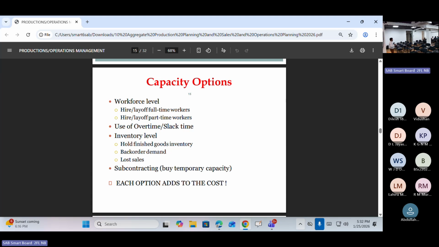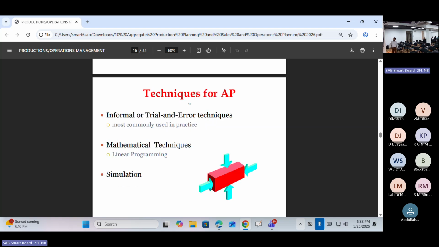So let's take a few examples and try to get a simple idea as to how these different options are relevant in planning the production. Is that clear? And we quickly move to the next slide to introduce what aggregate planning is and what techniques are available for aggregate planning.